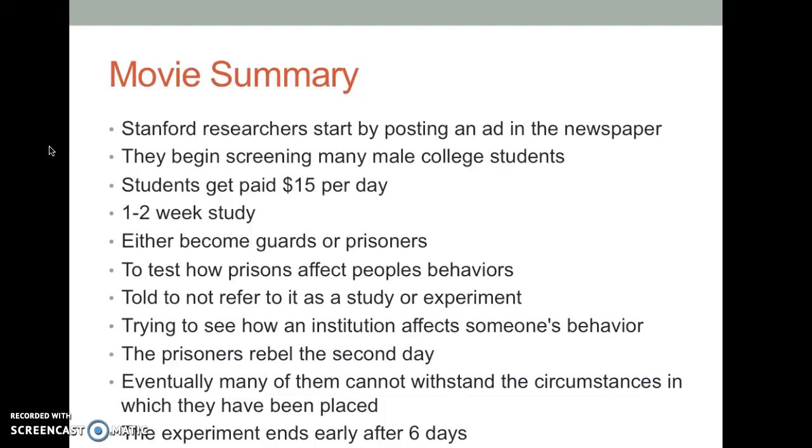And so the experiment starts, and after only 2 days, the prisoners rebel, and a whole bunch of stuff happens. They end up fighting a bunch, it gets abusive, and the guards become very abusive, and the entire experiment stops after only 6 days.